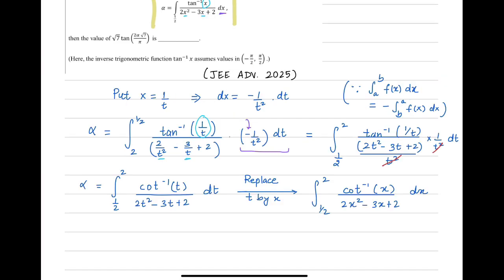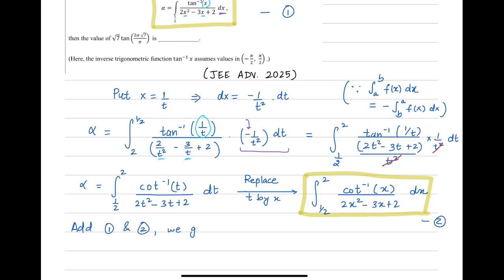This integral where we started, this is alpha, and now this integral is also alpha, right? So what if I add these two? Then tan inverse plus cot inverse will become pi by 2 in the numerator. So just add the first and second equation, add 1 and 2. What we get is 2 times alpha, and in the numerator you will have pi over 2, okay? Tan inverse plus cot inverse is pi over 2, and then in the denominator you will get 2x square minus 3x plus 2 times dx.